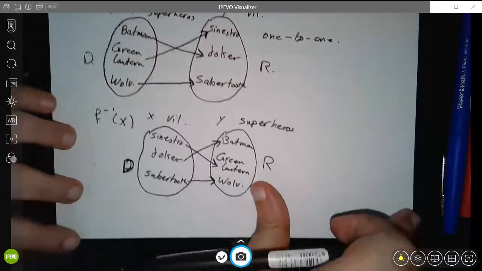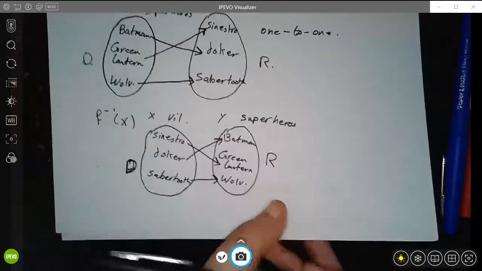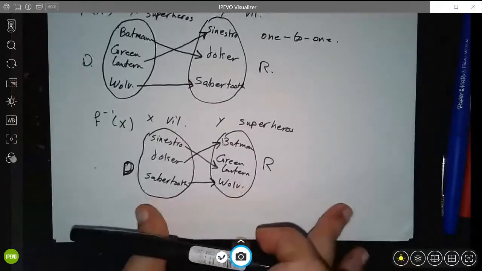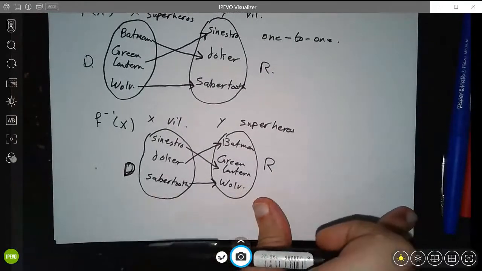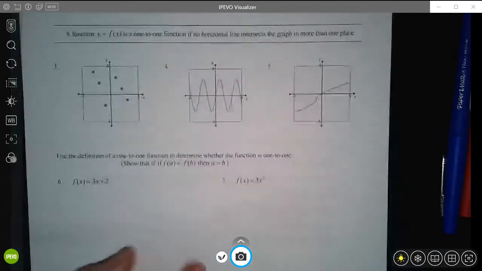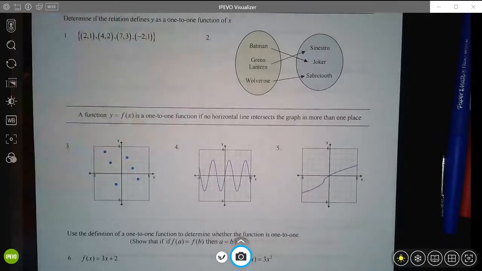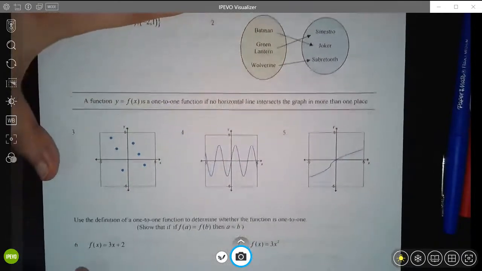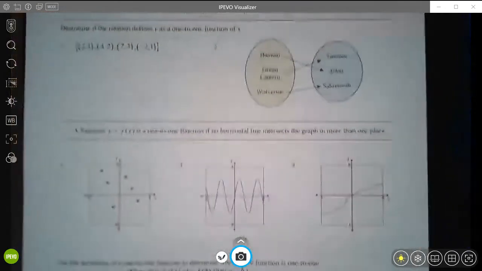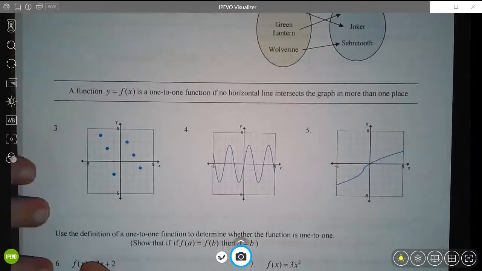So now, based on this, let me give you another example. But now we're going to look at graphs. This is the notes right here. This is what I was doing. Number 1, number 2. Now over here, we have a few graphs. I'm going to try to zoom in a little. And we're going to see if they are 1-to-1 or not.